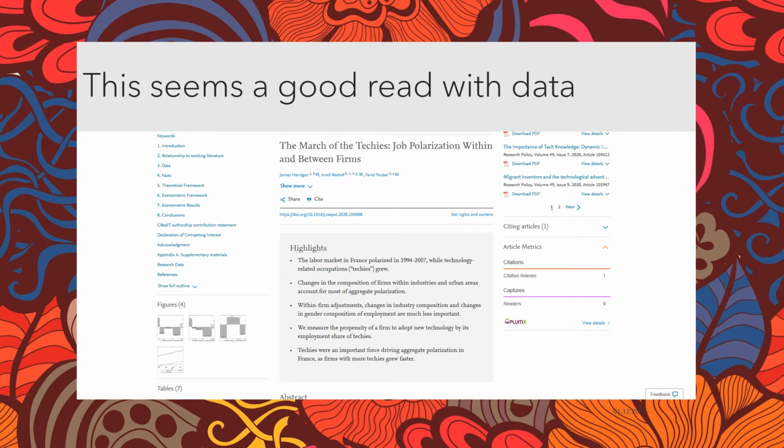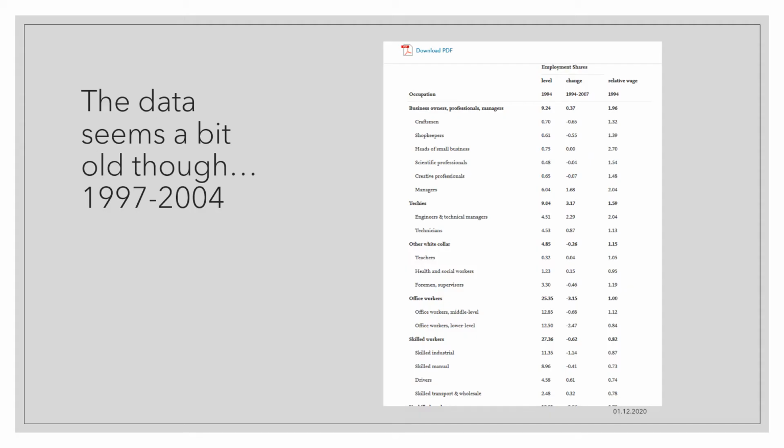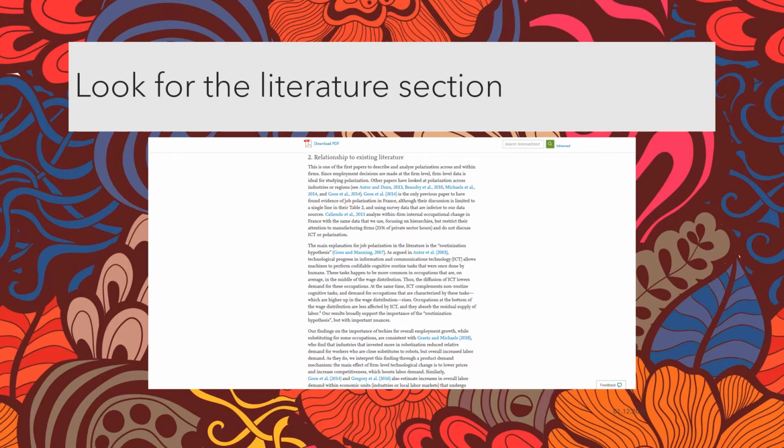Now this one looks good. It says "The march of the techies: job polarization within and between firms." And if you read the abstract, it's quite clear. It's been cited once, so that's not a lot, but maybe it makes sense. But the data in that article, if you check it out, is a bit old. Maybe it makes a lot of sense to use the data, I don't know. I haven't read the whole thing. But data from 1994 to 2007, yeah, that's maybe not what I was looking for. But maybe it's a good paper. It's got a nice title.